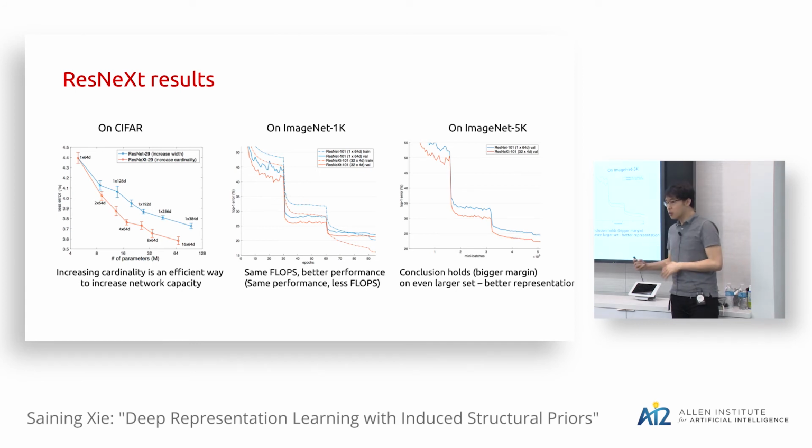And the conclusion also holds on even larger datasets, for example, this ImageNet 5K dataset, okay? And we can see an even bigger margin. This really means the larger the dataset you have, the better representation you can learn, okay?